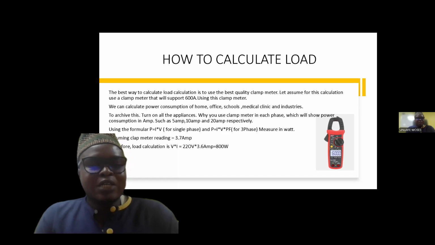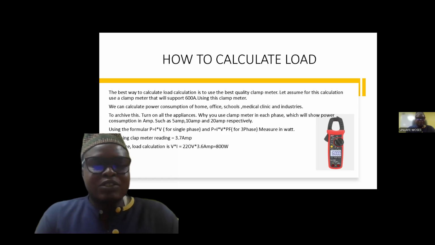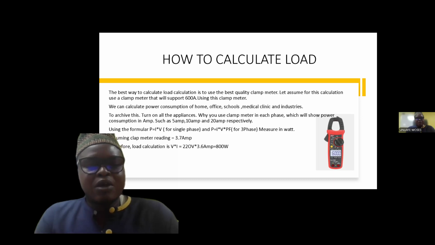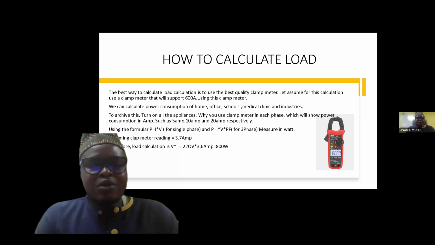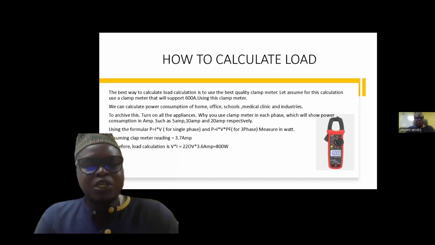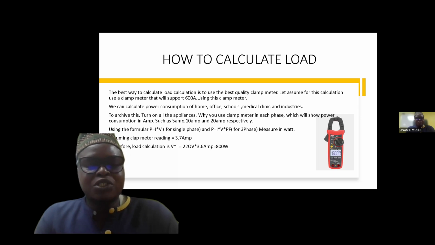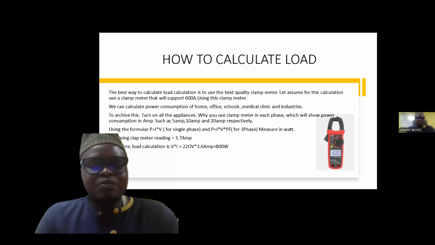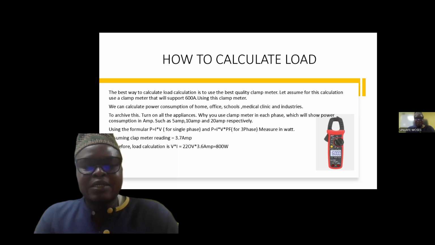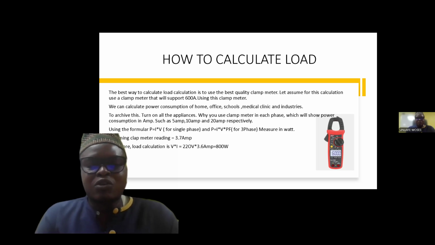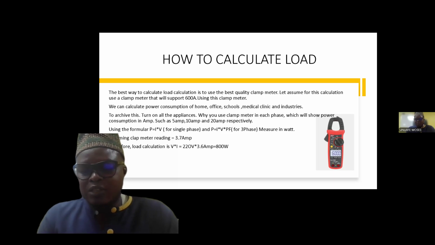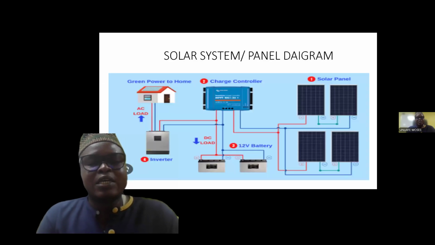Now, assuming our clamp meter in this residential reads 3.7 amps. For us to calculate this, we say power equals voltage times current. We input our voltage, which is 220 volts, multiplied by the amperage, which is 3.7. And by the time we multiply this, the load of our residential is going to be 800 watts. Now, we assume that the load of our residential is 800 watts.